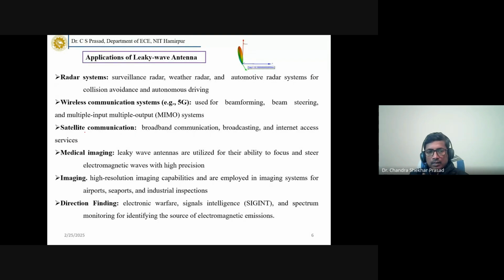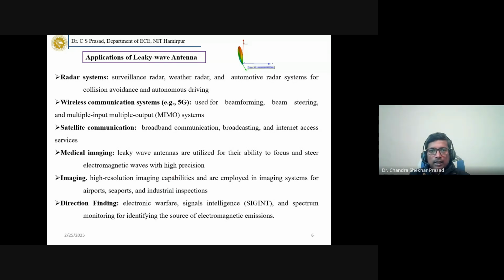Similarly, we can have the application of leaky wave antenna in satellite communication. So we have broadband impedance, so we can have broadband communication, broadcasting, and internet access services. And here we can use the leaky wave antenna in medical imaging. Similarly, we can have imaging at airports, seaports, industrial inspection, and so on. Similarly, we can have the application of this leaky wave antenna in direction finding.